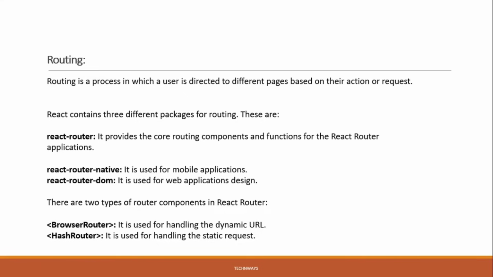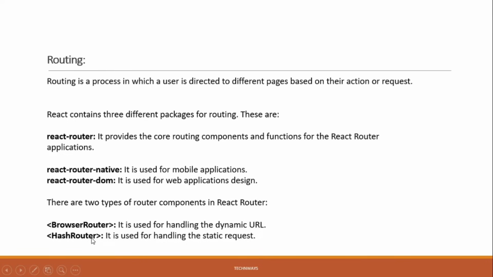So basically we are using React Router here for implementing routing in the React application. There are three types of routers that we can use: React Router, React Router Native, and React Router DOM. All are doing the same thing, the difference is that Native is used for mobile applications, and Router DOM is used for web applications, but all perform the same mechanism.